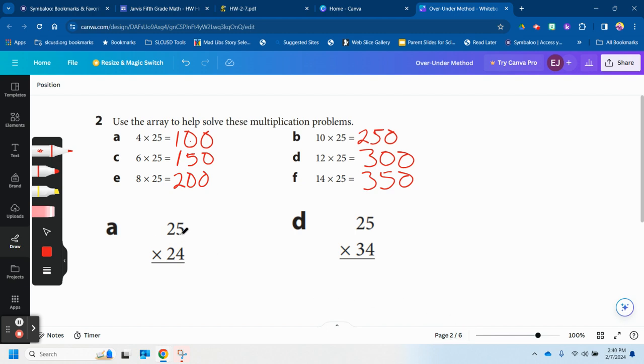So 25 times 24, well, this doesn't go to 24. I could keep writing out the array, or I could look at this 12 and use the double half method. If 12 times 25 is 300, 24 times 25 would be 600. And that's what this is. So this is 600.